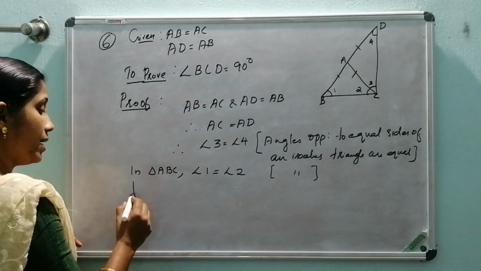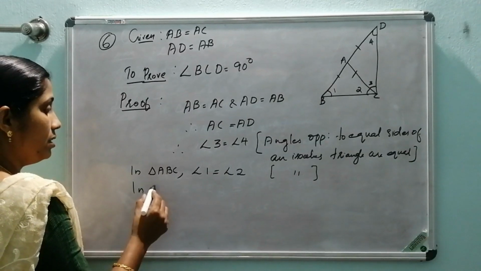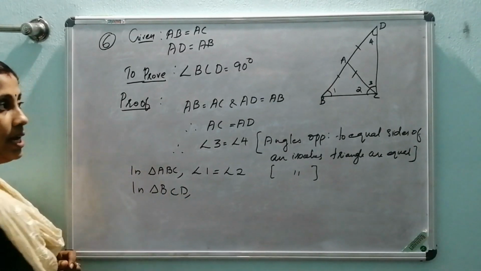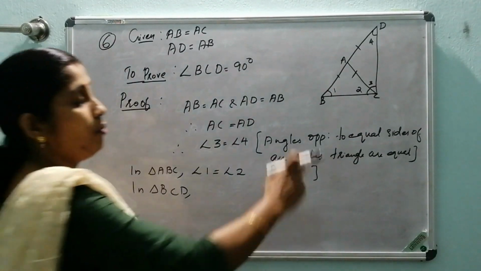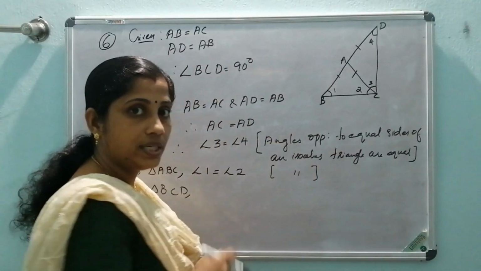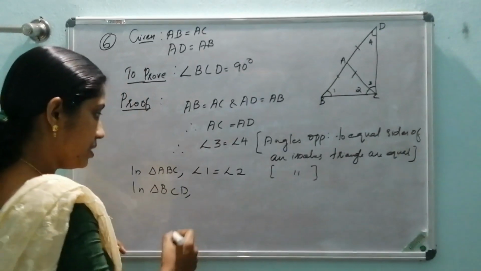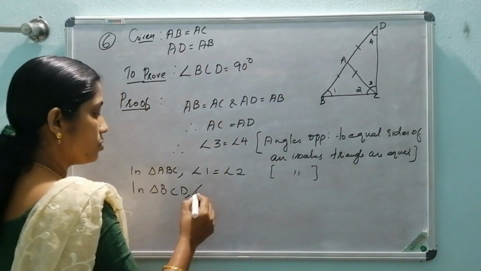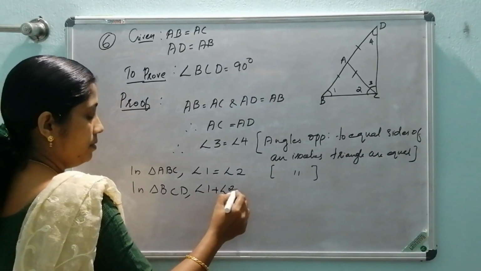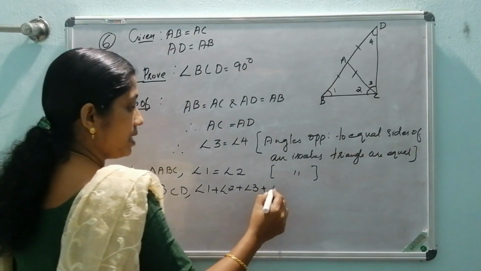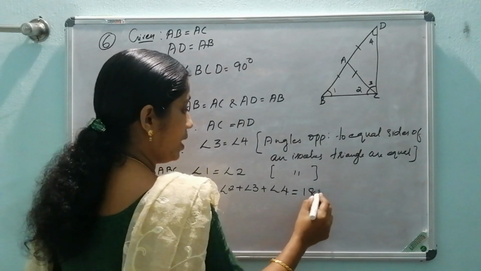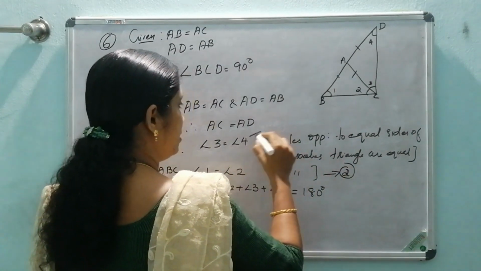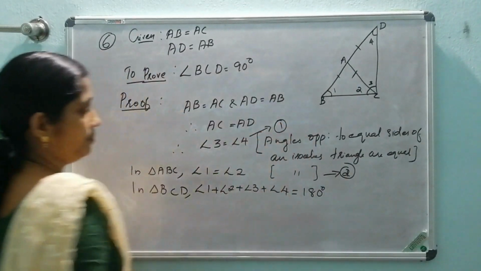Then consider the whole triangle. In triangle BCD, what will be the sum of the angles of a triangle? We know it is 180 degrees. So we can write angle 1 plus 2 plus 3 plus 4 is equal to 180 degrees. Take this as equation number 2 and this as equation number 1.